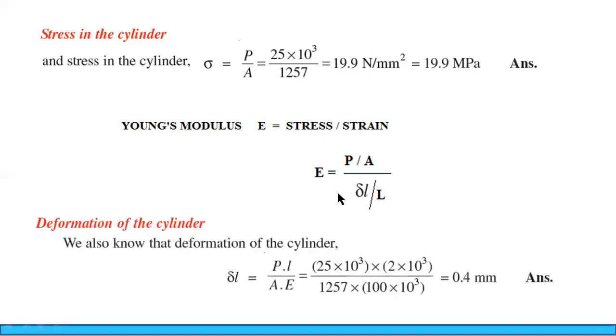Okay, here you have to find the value of deformation in length, that is delta L. So the formula for delta L equal to P into L by AE. Okay, substitute all these values in this equation, you will get the answer. Okay, the change in length or deformation in the cylinder or extension in the cylinder, delta L equal to 0.4 mm. This is the answer for this second problem.